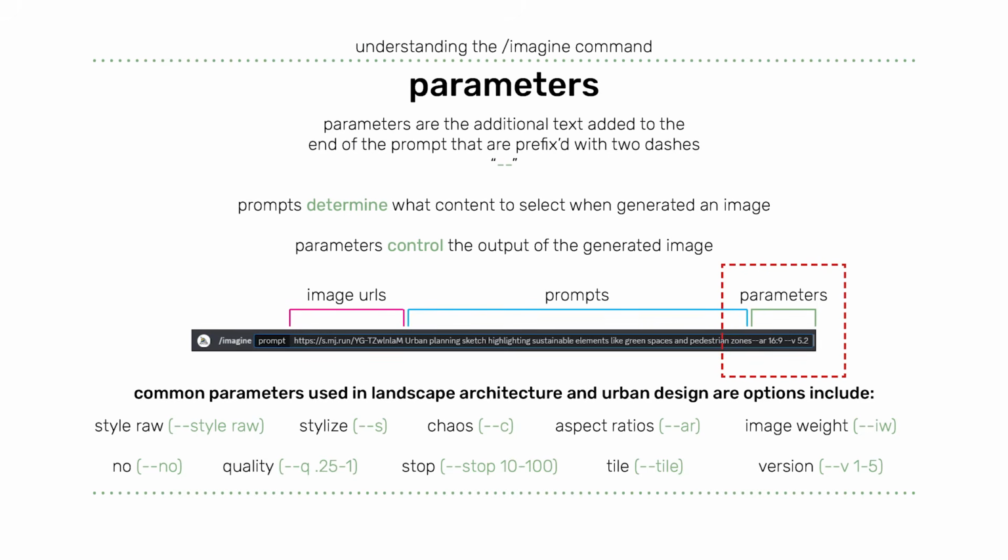Now, parameters are options added to your prompt that will change how your image generates. So they can change something like the aspect ratio, switch between Midjourney versions, and lots more. So let's cover them. In order to do a parameter, what we need to do is at the end of a prompt, we would hit space and then dash dash followed by our parameter like so.